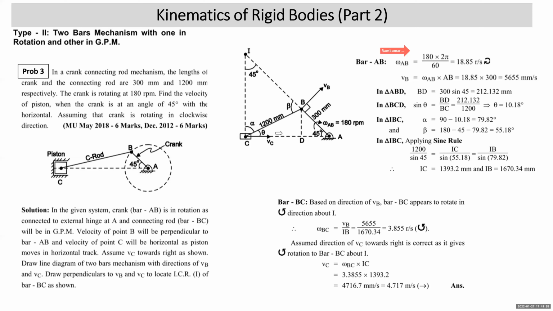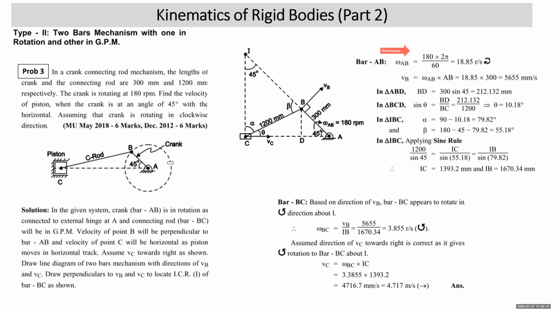Now, here to find angle theta, first I have considered this right angle triangle, triangle ABD. In triangle ABD, what will be distance BD? 300 sine 45. Then you come to triangle BCD. In triangle BCD, sine theta will be BD upon BC. BD is, we got it, 212.132 upon 1200. So that gets you theta 10.1. The other way of getting it could have been obtained in triangle ABC. You could have used sine rule, 1200 upon sine 45 equal to 300 upon sine theta. So that way also theta can be found.